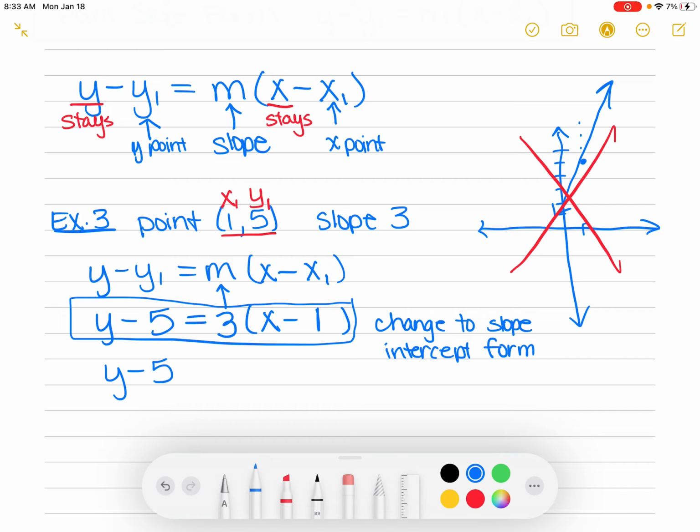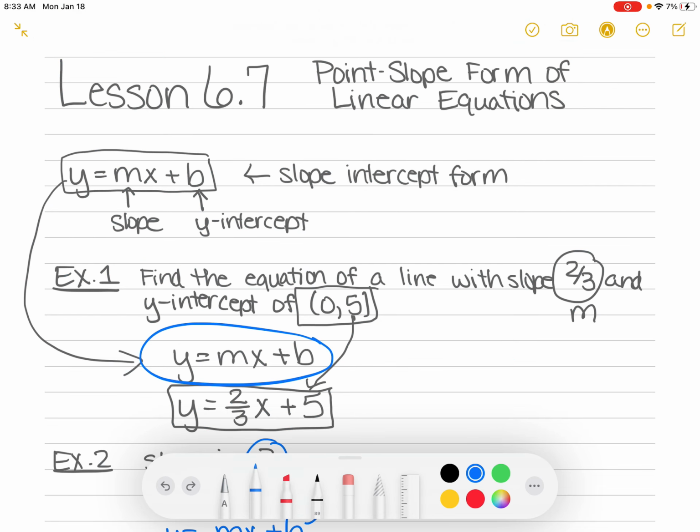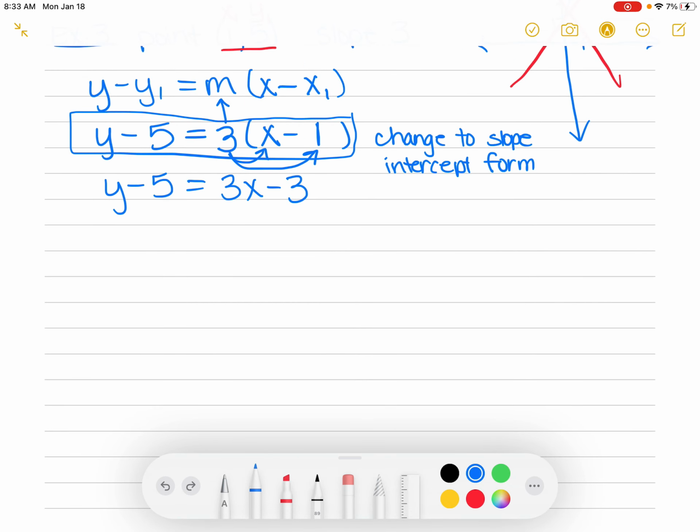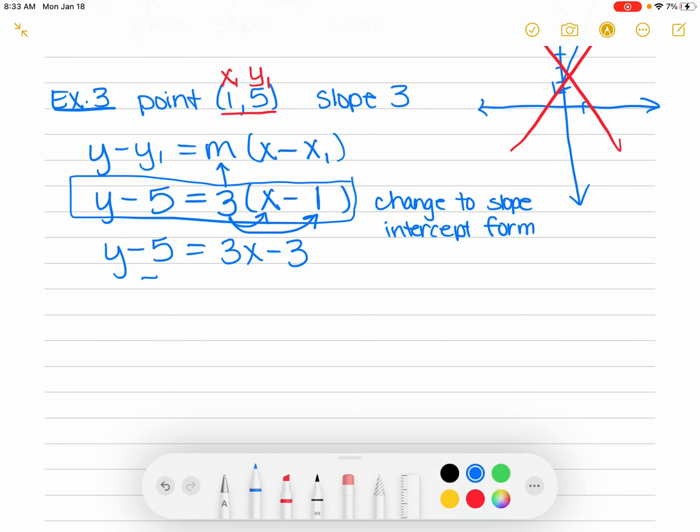So we're going to do Y minus 5, and then we're going to do the distributive property here, and that gives me 3X minus 3. Now this is not slope-intercept form yet, because remember, up here on the left-hand side, the Y needs to be all by itself. So let's add 5 to both sides. And now I get Y equals 3X plus 2, because negative 3 plus 5 is 2. And now I have my answer. That is my final answer.